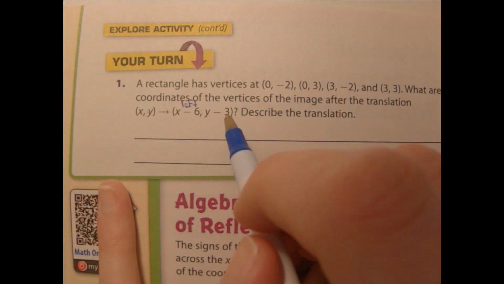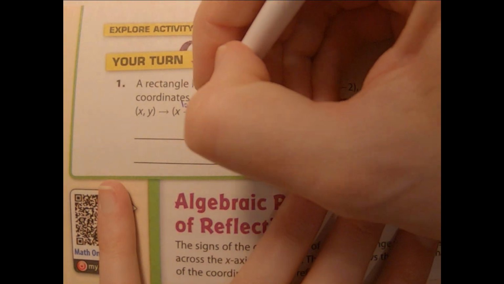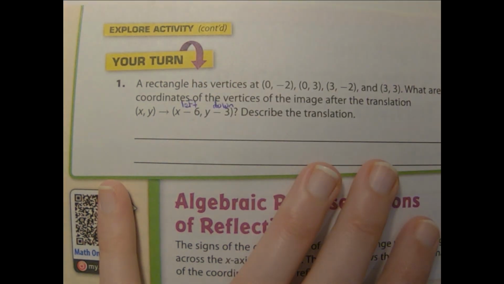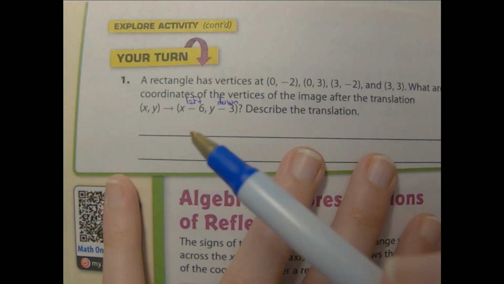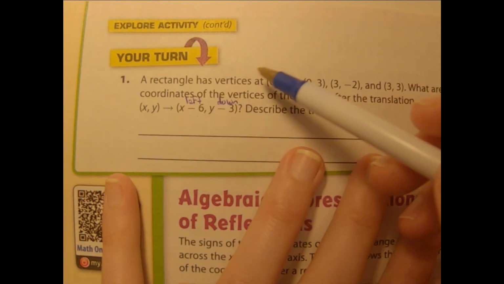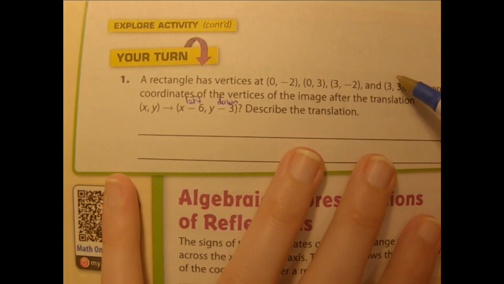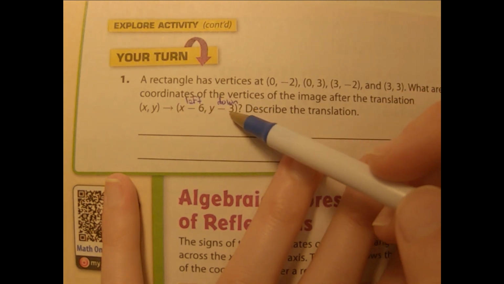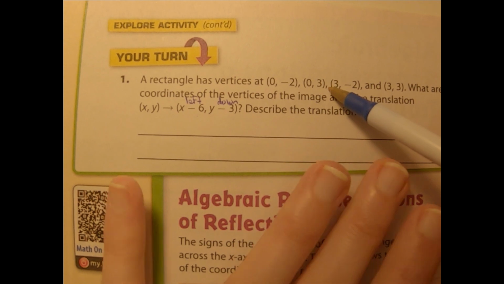And is this moving up or down on the y-axis? Hopefully you're telling yourself down because we're taking away 3. So my rule is (-6, -3), right? Whatever I have on my x coordinates, I'm going to take away 6, and whatever I have on my y coordinates, I'm going to take away 3.